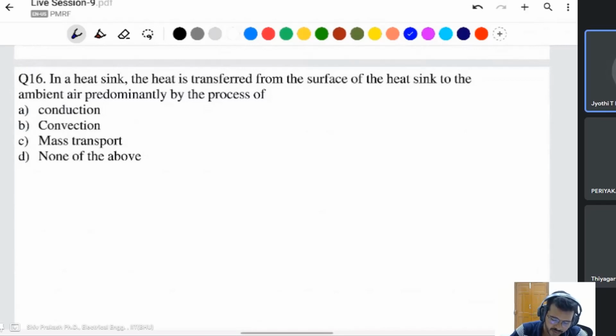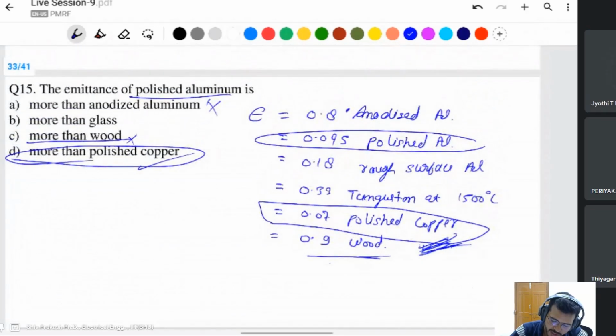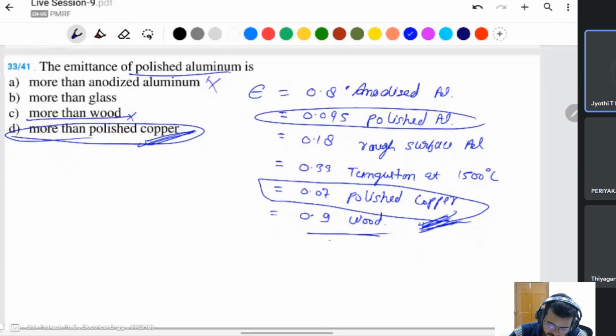Sir, what is the answer to the last question, sir? It's more than polished copper, yes. And more than anodized is also not there. Okay, thank you, sir.